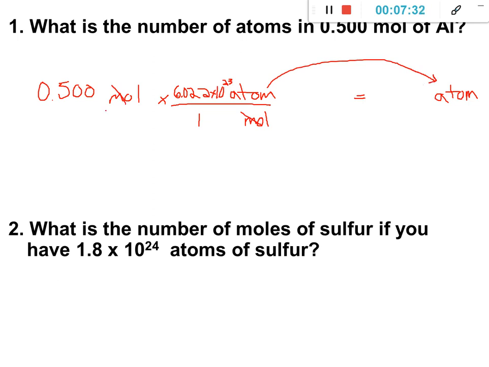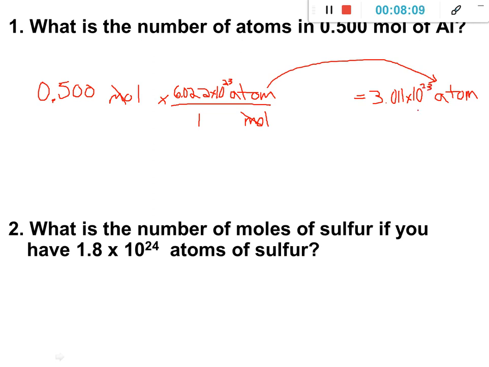So moles will cancel out, the unit of atoms will carry through to the end, and then we pick up our calculator if you need to, and you multiply 0.500 times 6.022 times 10 to the 23. This is actually a good time to practice using your EXP button. If you put 0.5 times 6.022 exponent 23 into your calculator, it should spit out the answer of half of the amount, 3.011 times 10 to the 23.